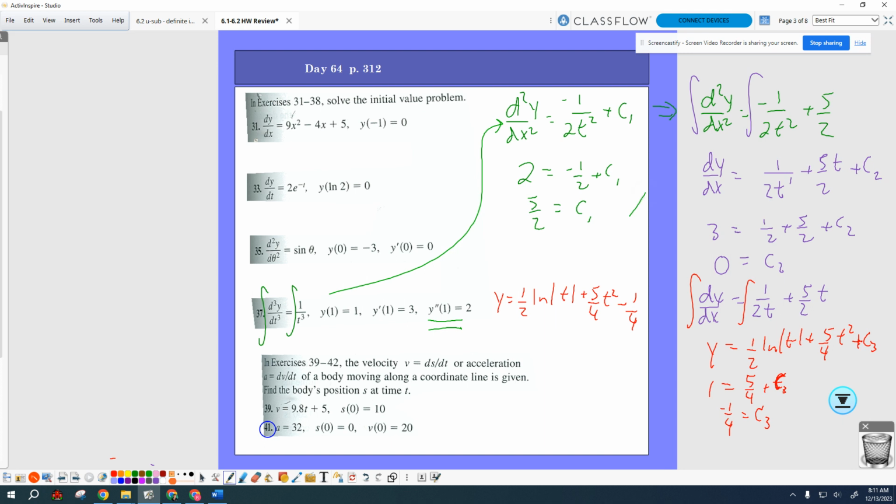So my double derivative was negative 1 over 2 t squared plus 5 halves. Second derivative integrates to the first derivative. Raise the power, divide by the new power. This gets its own constant. And it told me the first derivative at 1 equals 3. So solve for the c value there, and I got 0. Cool, that was nice of them.